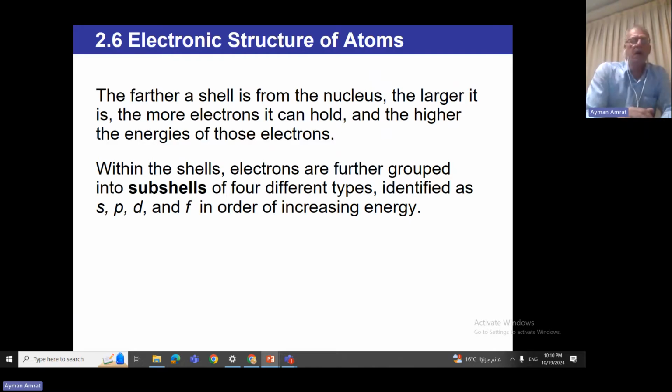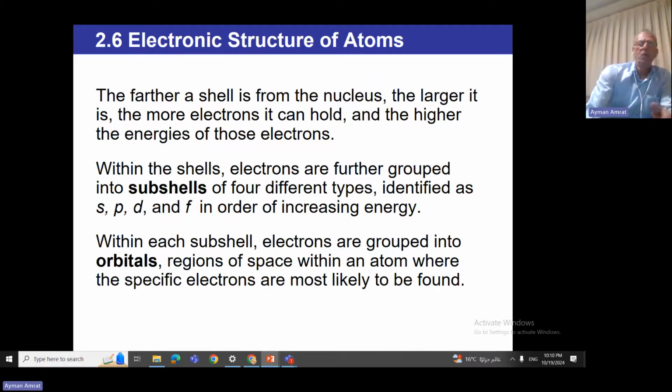Subshells: there are 4 subshells, s, p, d, and f, in order of increasing energy, depending on the energy within each subshell. Each subshell contains orbitals. Electrons are grouped into orbitals. Orbitals are regions of space within an atom where the specific electrons are most likely to be found.